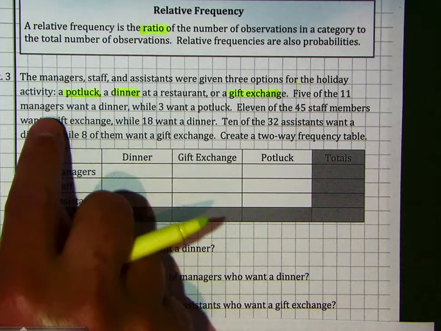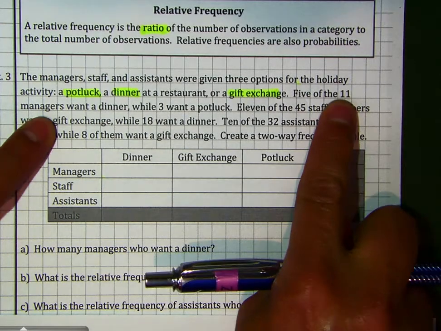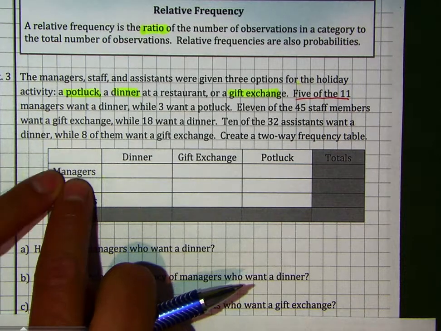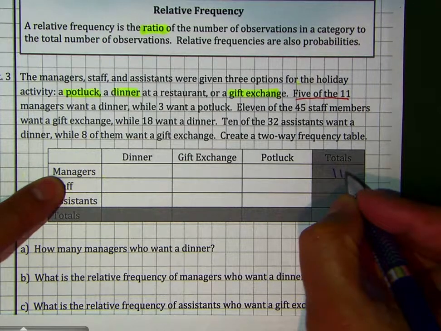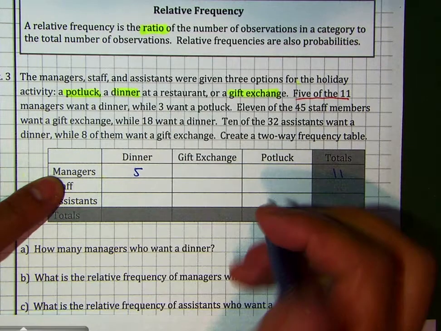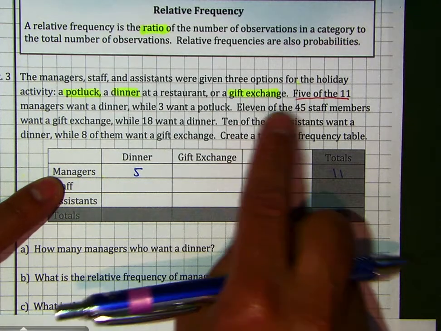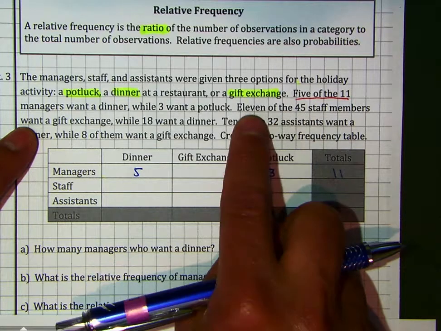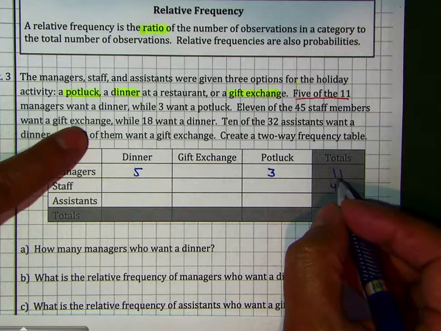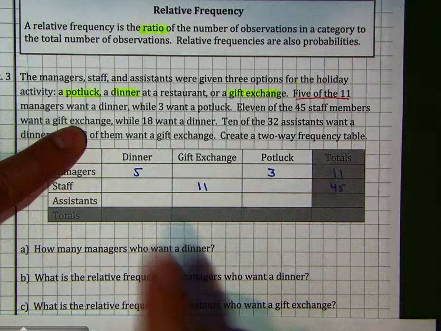Of the 11 managers want a dinner. 5 of the 11 managers. So 5 of the 11. So where can we place this information? The managers is a total of 11, and 5 of them wanted dinner, while 3 of them wanted potluck. And we'll fill out the missing blanks in a second. 11 of the 45 staff members, so 45 is the total, staff members will be 45. 11 of them wanted gift exchange, so staff, 11 wanted gift exchange, while 18 wanted dinner.